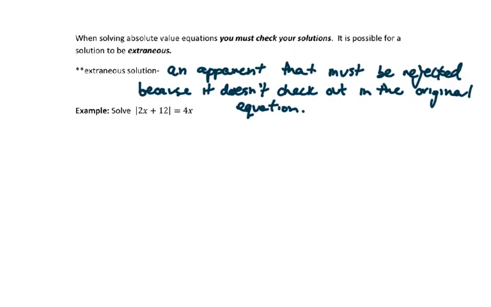So what do we notice about this example? We notice we have variables on both sides. That's going on. And we also know that because we have variables on both sides, we've got a negative 4x and a positive 4x that we've got to check out. So we're going to split this up. 2x plus 12 equals 4x. And then also 2x plus 12 equals negative 4x.